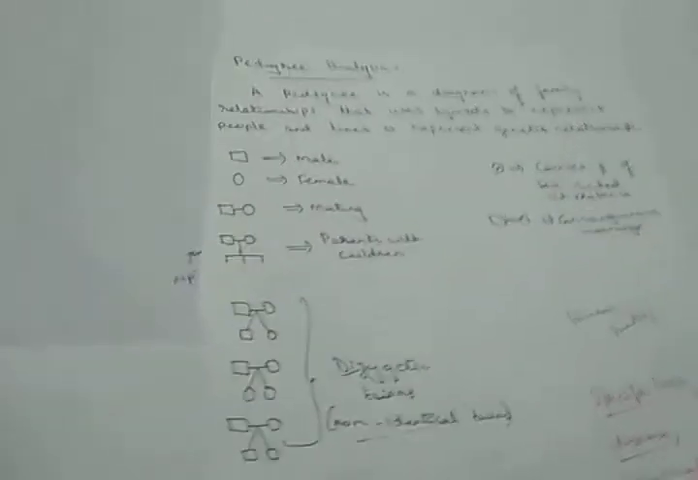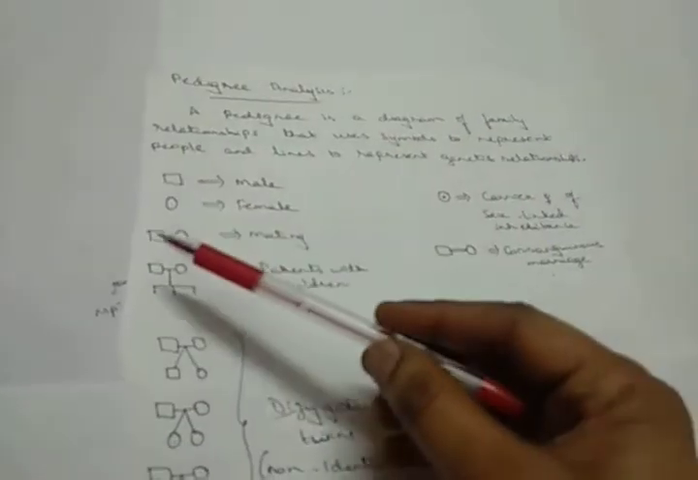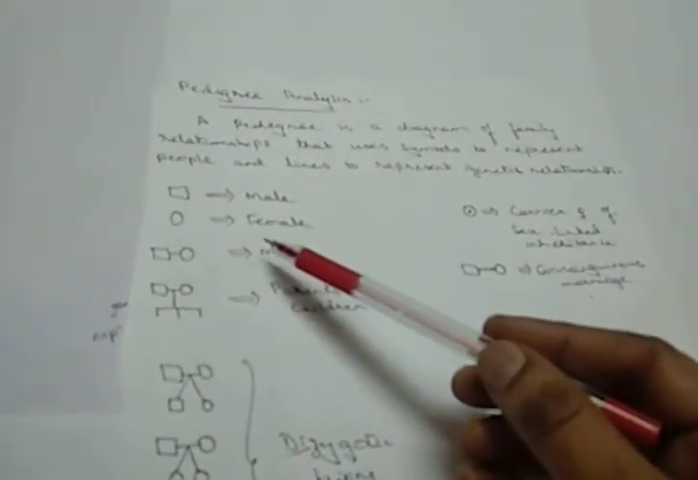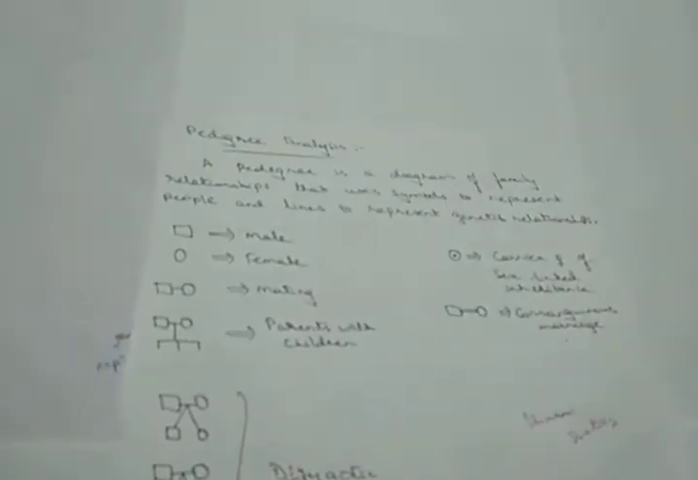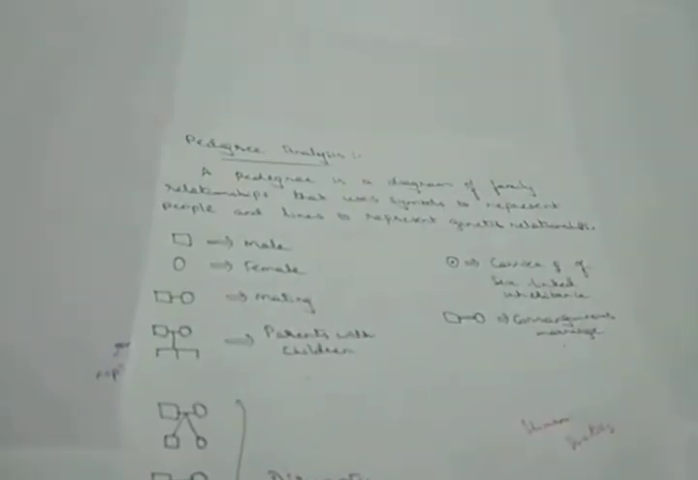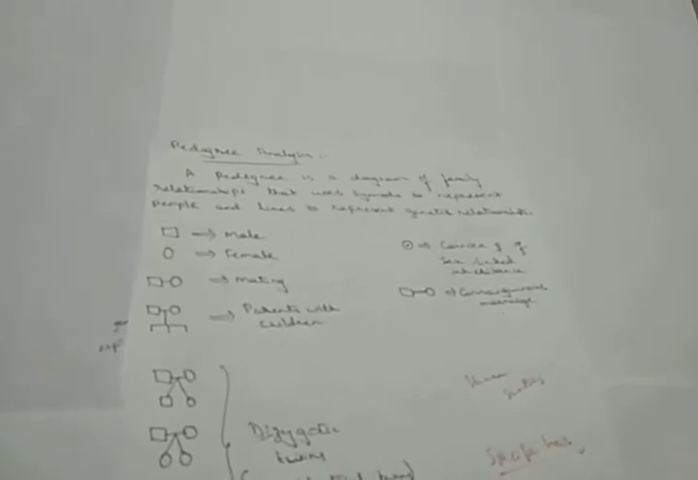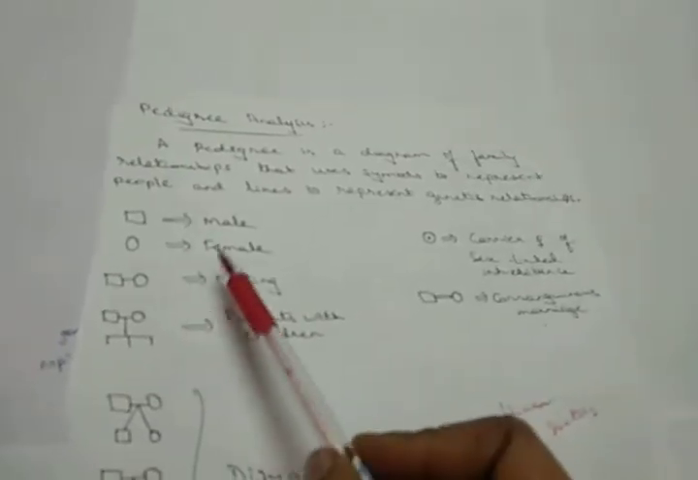These symbols are very important, and they give a correct link between the individuals having the defective or recessive gene. This pedigree analysis can be done whether the individual has an autosomal dominant gene or an autosomal recessive gene.